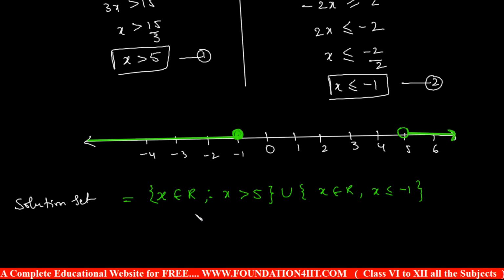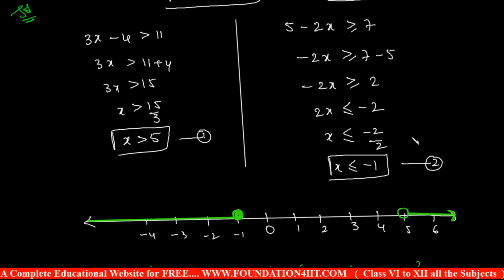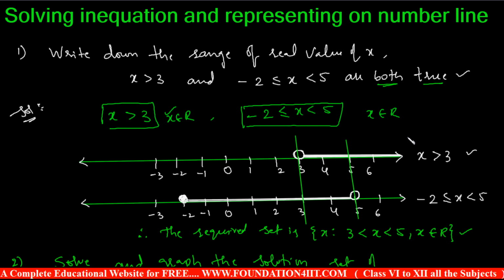Solution set combined means the union symbol. That means this set and this set are combined. Right, so in this way we can solve. Most problems are of this type only. Apart from this you won't get any different questions.